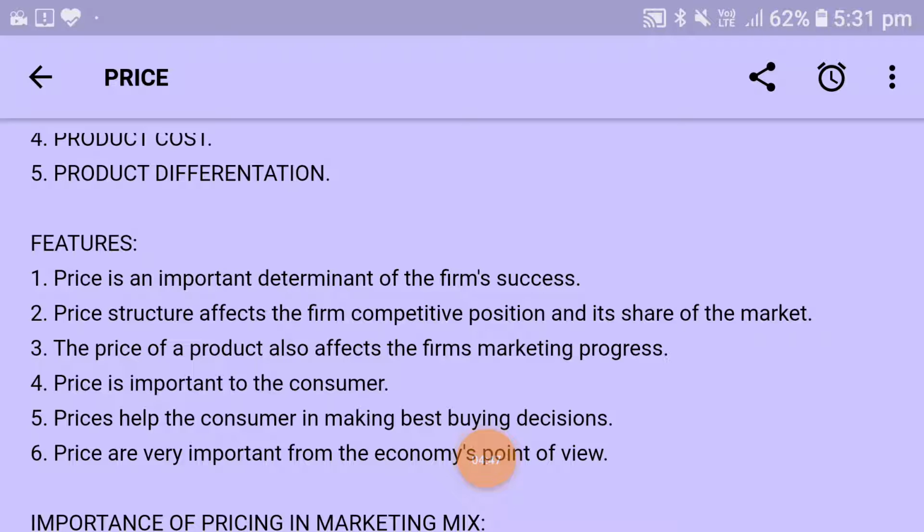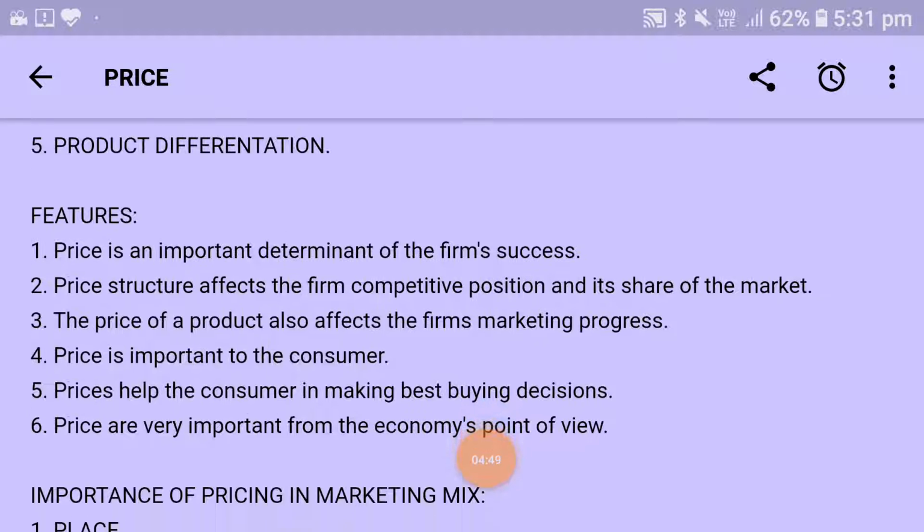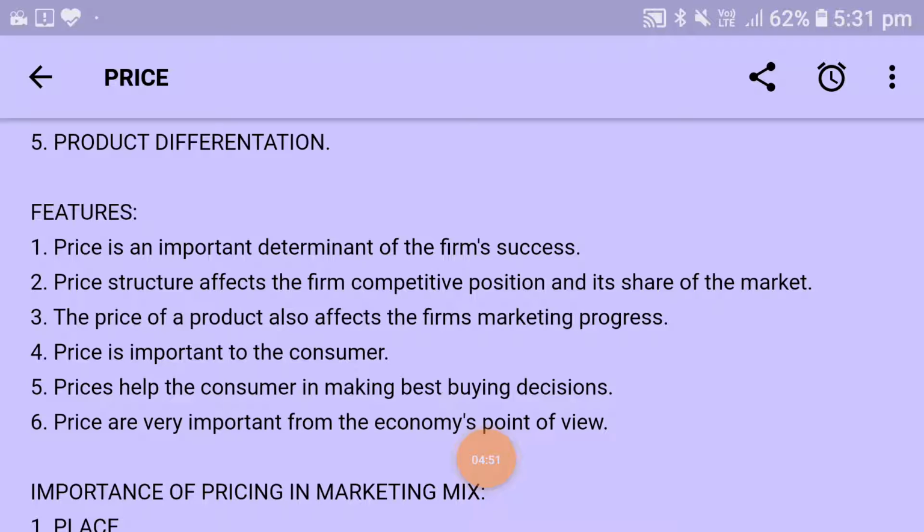Next, prices are very important from the economy's point of view. In a free enterprise, economic pricing is considered to be the key activity. It influences wages, interest, rent and profits, regulates production and channelizes productive resources into profitable activities. Those industries which can offer higher returns for resources are able to attract more resources.